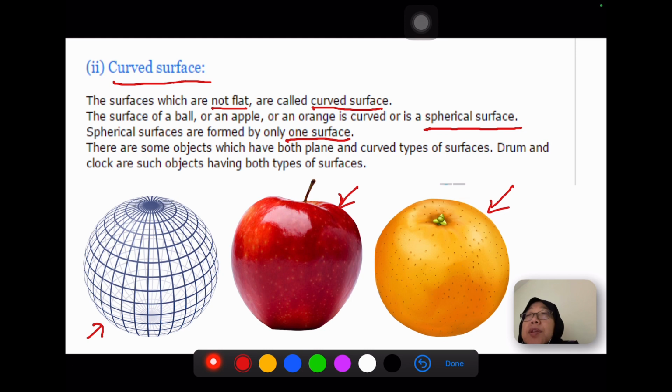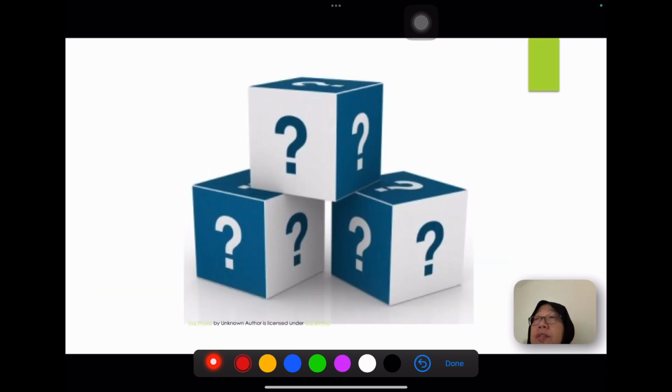Some objects have both plane and curved surfaces, like a drum and a clock. These are objects with both types of surfaces. A drum such as this, for example, has the flat surface, and then the curved surface. If you have any questions regarding surfaces, please do post them in the comment box.